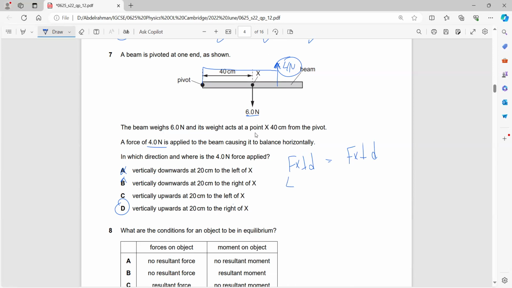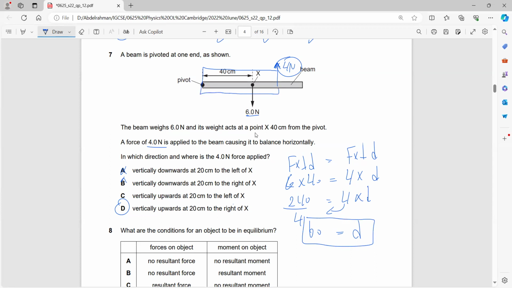6 times 40 should be equal to 4 times the distance. This is 240 equals 4 times distance, divide by 4. So the distance would be 60 centimeters. Basically, 60 centimeters would be somewhere at this point, which is 20 centimeters to the right from point X.